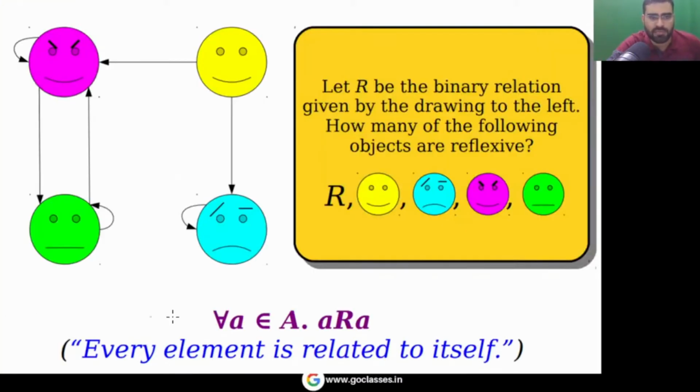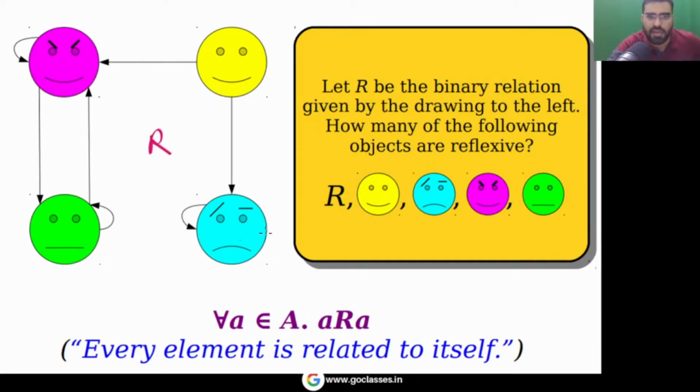Now tell me the answer for this question, a simple question I am asking. Again, this is a Stanford question. Let R be a binary relation given by this drawing. This is the drawing of relation R. Now the question is saying, how many of the following objects are reflexive?